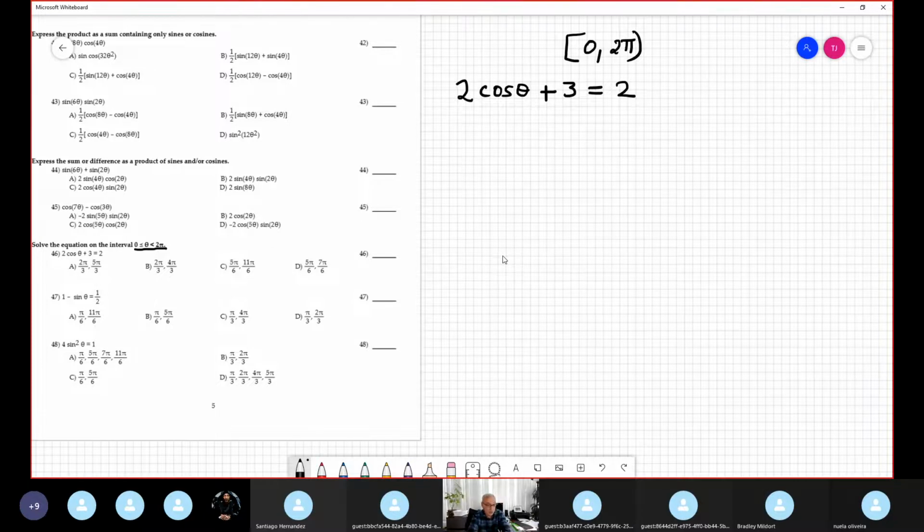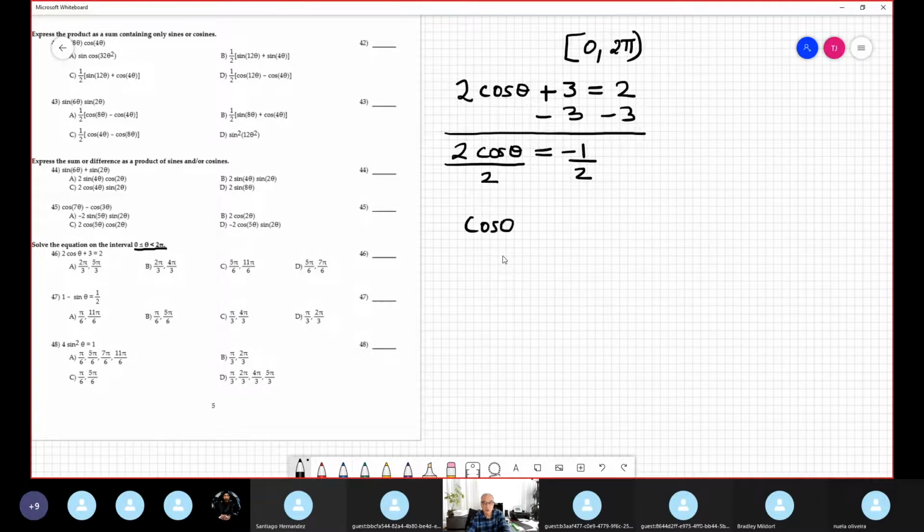Okay, so now, what should I do? Well, you do something in order to isolate the trigonometric function. So you subtract 3, minus 1 divided by 2, and cosine theta is equal to minus 1/2. Okay, and you focus on the unit circle, or you focus on the table. So the way you prefer.